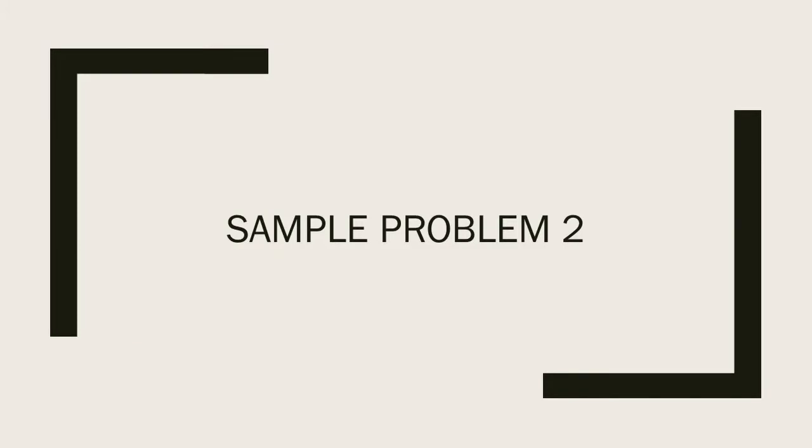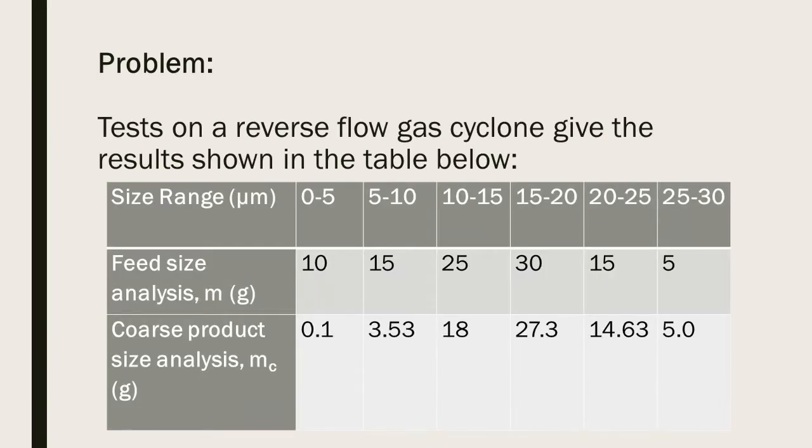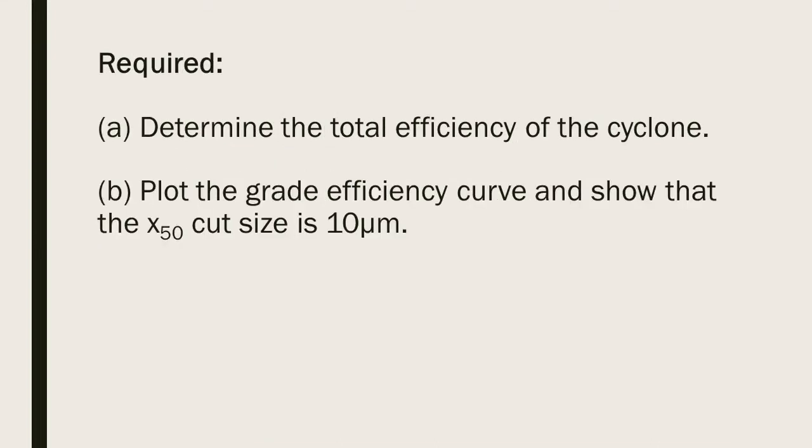Let's now proceed to the second sample problem. A test on a reverse flow gas cyclone gives the results shown in the table below. We have feed size analysis and coarse product size analysis in terms of grams corresponding to their size ranges in terms of micrometers. It is required to determine the total efficiency of the cyclone. Also, we need to plot the grade efficiency curve and show that the critical particle cut size is 10 micrometers.